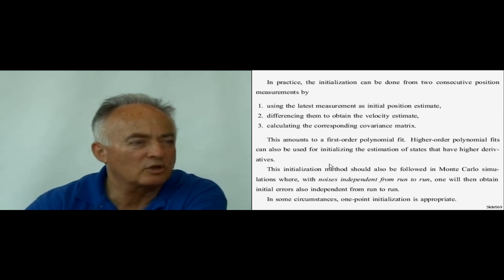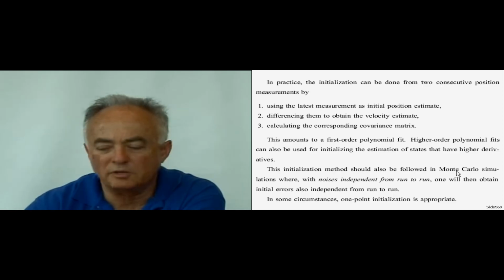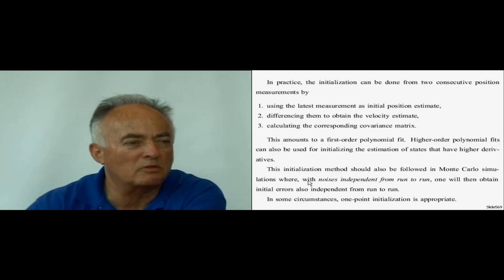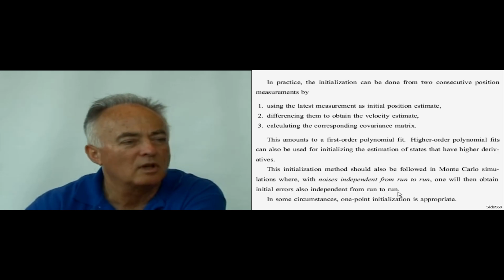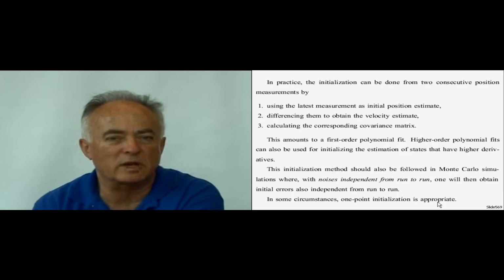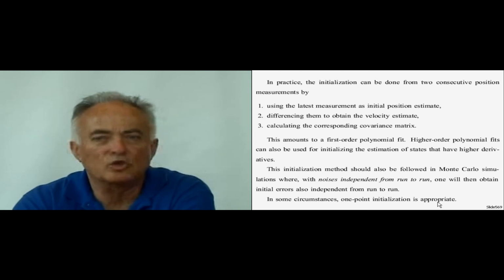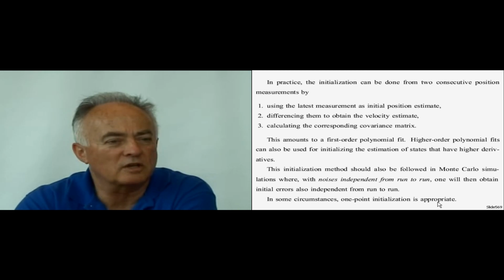And this initialization method should be followed in Monte Carlo simulations, where with noises independent from run-to-run, one will then obtain initial errors also independent from run-to-run. In some circumstances, 1-point initialization is appropriate if the variance obtained by 2-point differencing is much more than what you know is the maximum value. Then you are better off using 0 and choosing the standard deviation as outlined above.